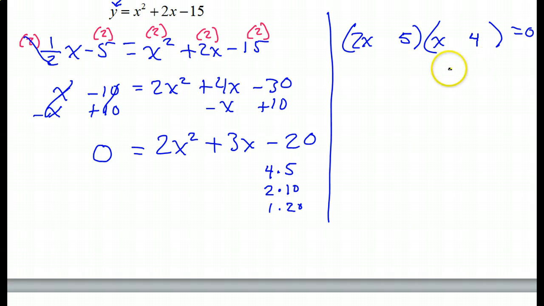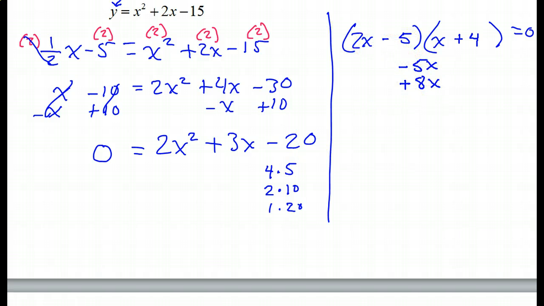I'm going to try it out. Inner, that gives me 5x. Outer, that gives me 8x. I'm trying to get a middle value of positive 3. I can get a positive 3 if I have a positive 8 and a negative 5. So there's my negative 5, and this will give me positive 8. And a negative times a positive is a negative, so that works out too.